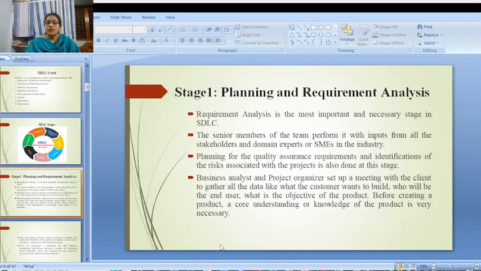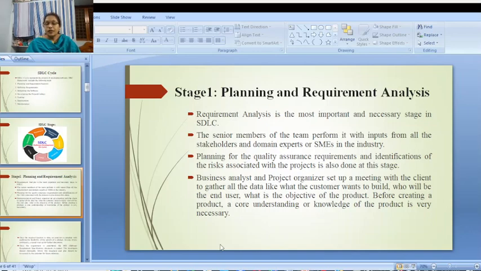In this, the senior members of the team will perform with inputs from all the stakeholders and domain experts or SMEs in the industry. The senior members of the team will have a meeting with all the stakeholders and domain experts, and they'll take the inputs from those members.